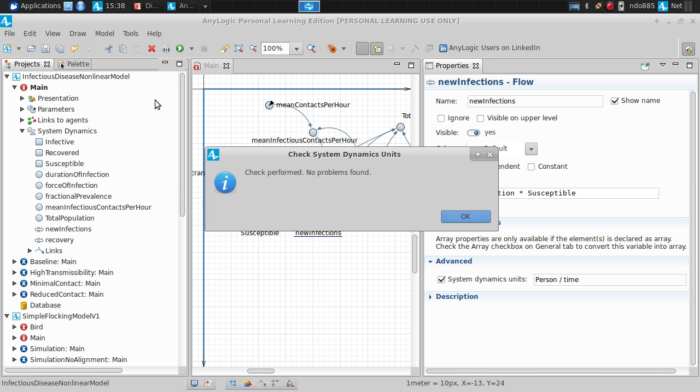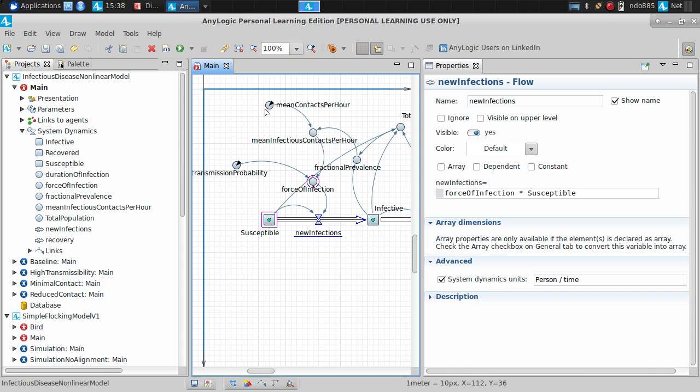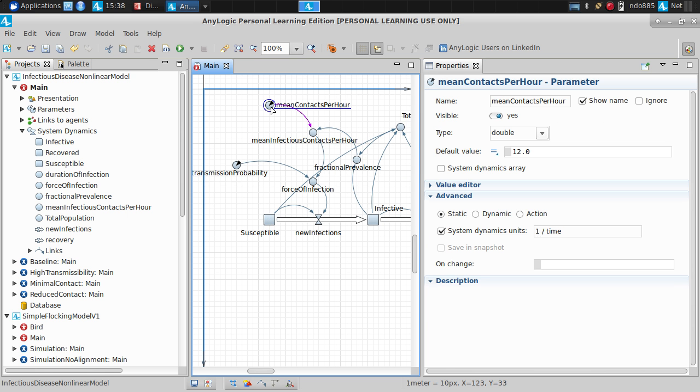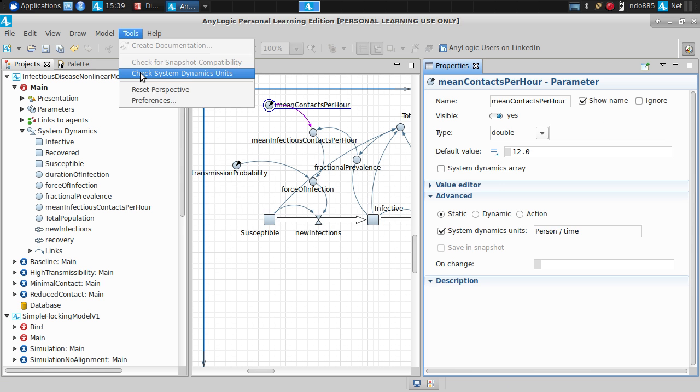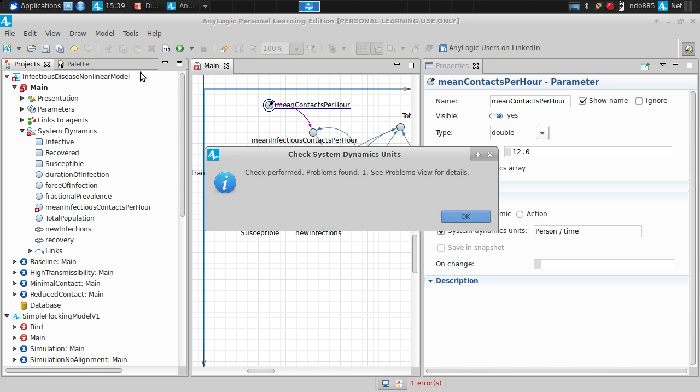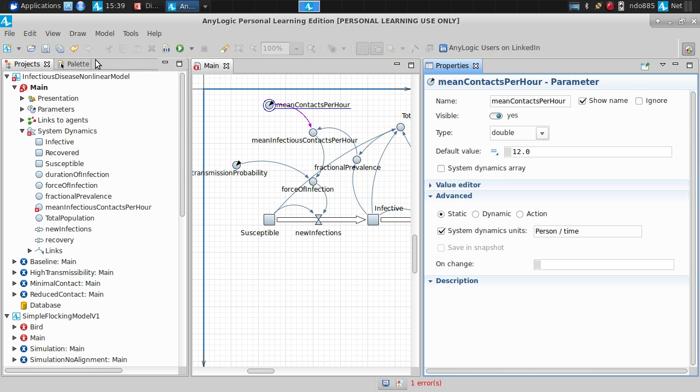Let's see what would happen if we did something strange. I know, maybe you think the entire class is kind of like that. But let's go up to mean contacts per hour, and let's change it to persons per time. Okay? What would happen then? Now it's an unhappy camper.